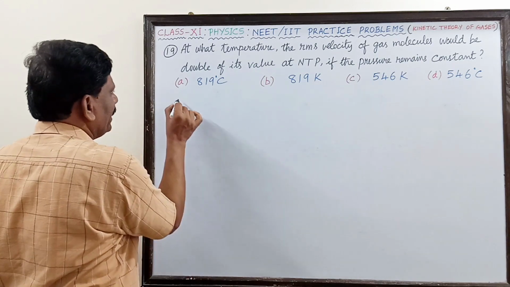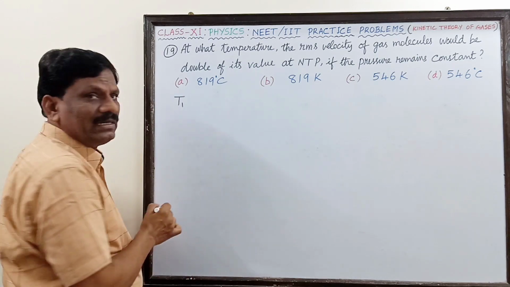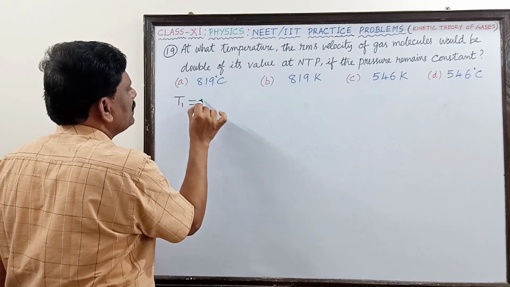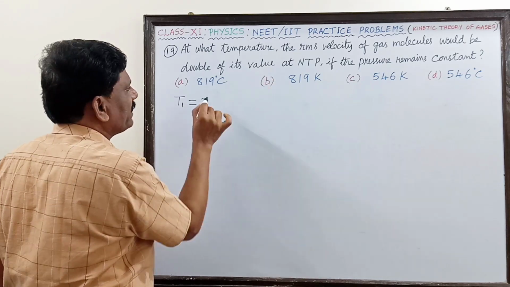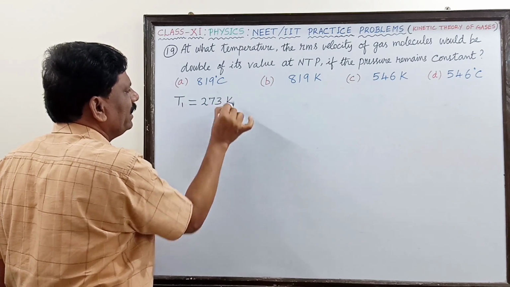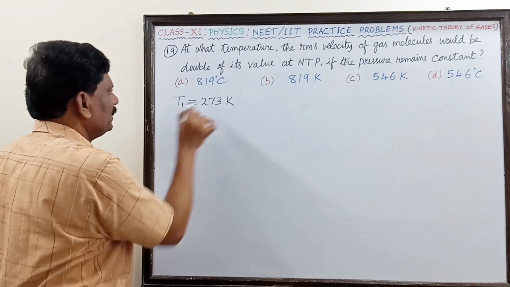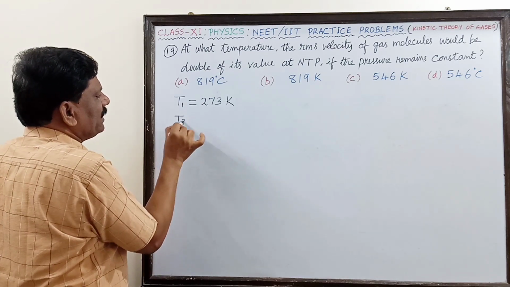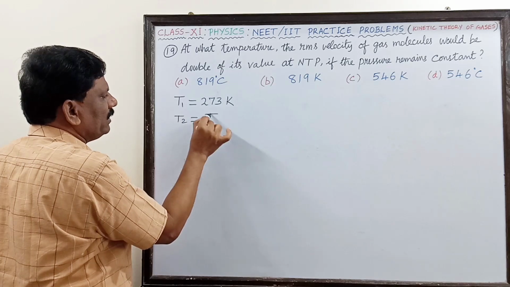Now the initial temperature I can take as T1. So T1 is equal to what? Absolute zero means the absolute scale is 0 degree Celsius. At NTP it is 273 Kelvin. Okay, this is the clue. And at a temperature T2 is equal to T.